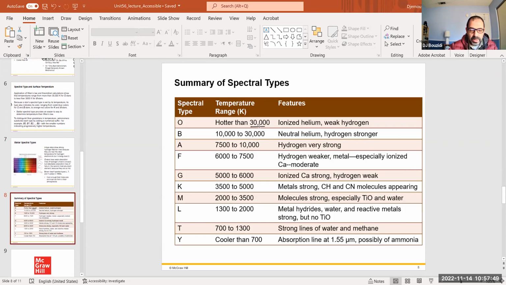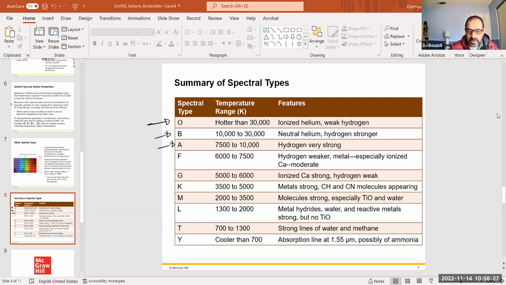So here is the grouping of the stars as I was talking about. O are stars that are very, very hot. They are hotter than 30,000 Kelvin. And this is where ionized helium, in this case, and very weak hydrogen can emit light. Then the B classification is where neutral helium and hydrogen are a little bit stronger. This is where hydrogen is very strong, for stars that are 7,500 Kelvin up to 10,000 Kelvin.